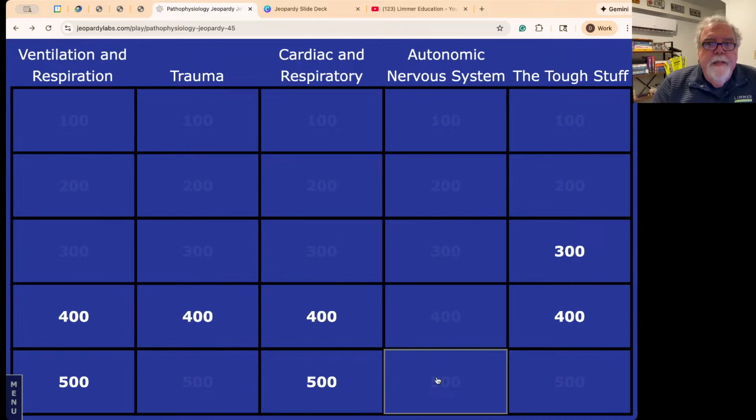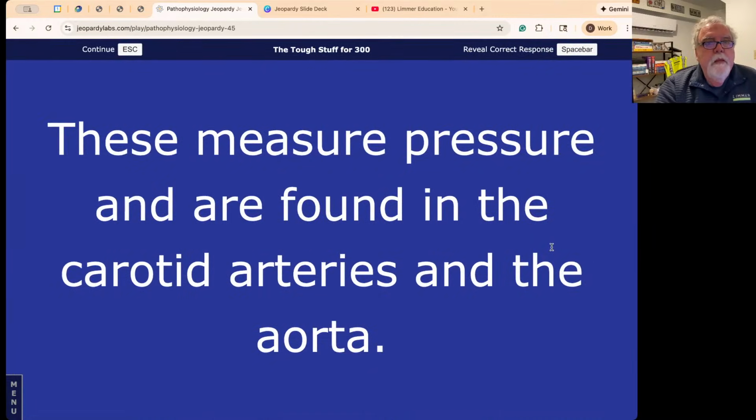All right, let's get rid of this tough stuff here for 300. These measure pressure and are found in the carotid arteries and in the aorta.